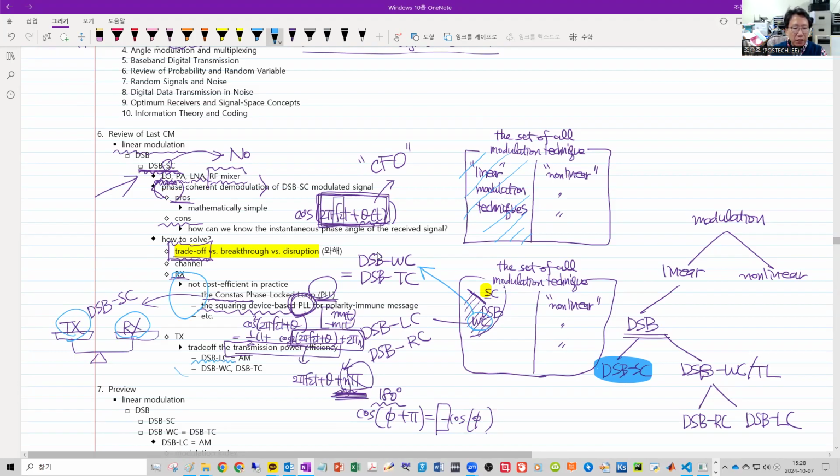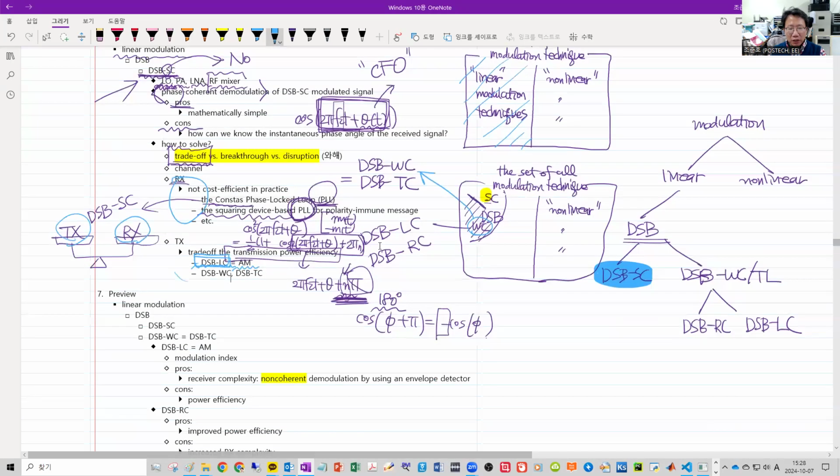Sometimes this double sideband with large carrier is simply called amplitude modulation, and this is also very confusing, because if you remember, any real valued bandpass signal can be rewritten, after proper choice of carrier frequency, as some amplitude times cosine of 2 pi fc t plus theta of t, where we call this the amplitude.